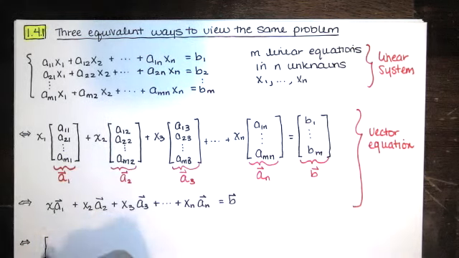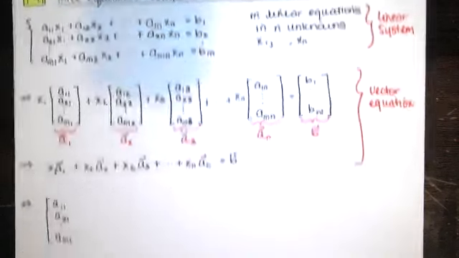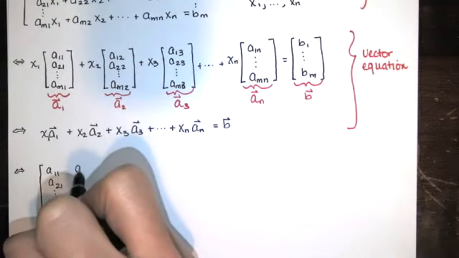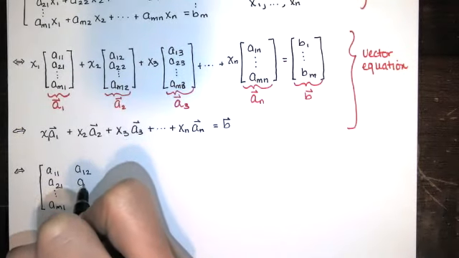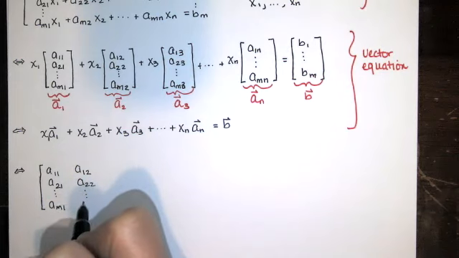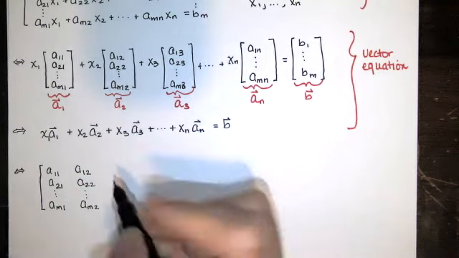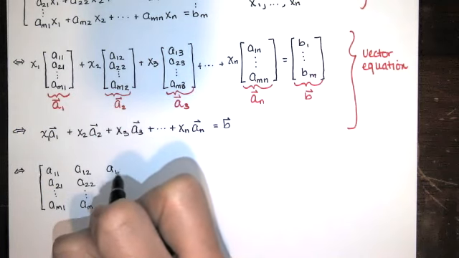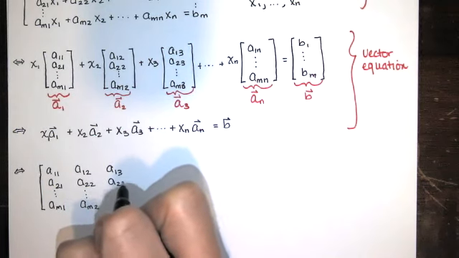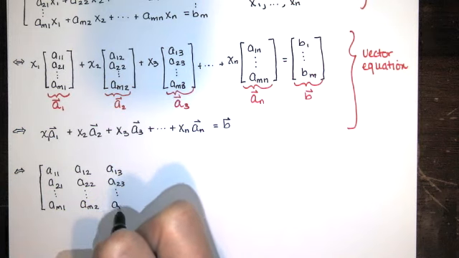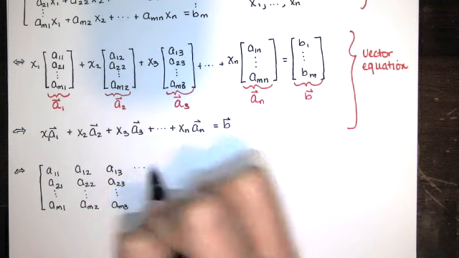and write them as a matrix. So we'll have A sub 1,1, A sub 2,1, all the way through A sub m,1. So you have m rows. Then we have A sub 1,2, A sub 2,2, and A sub m,2. So we still have m rows, but we're in the second column here. In the third column, we'd have A sub 1,3, A sub 2,3, A sub m,3. And then we keep going.